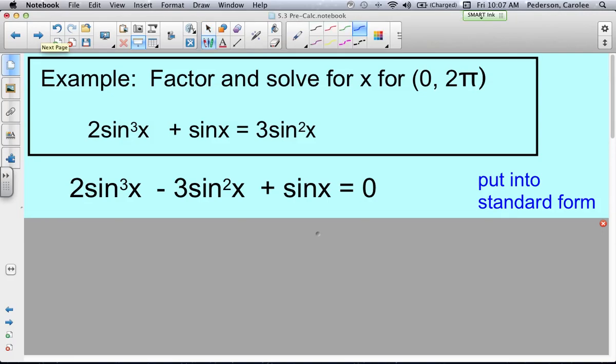So we take this 3 sine squared of x and we push it over to here. What might be the next step for us? Greatest common factor. When you factor, the number one rule is to look to see if there is a GCF. And there is. What is the greatest common factor for these 3 terms? Sine of x. So we're going to divide out a sine of x from all 3 terms.